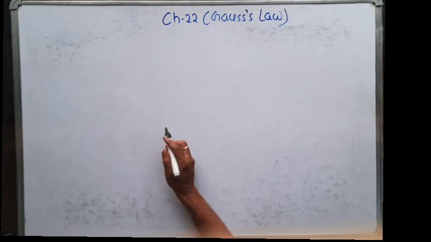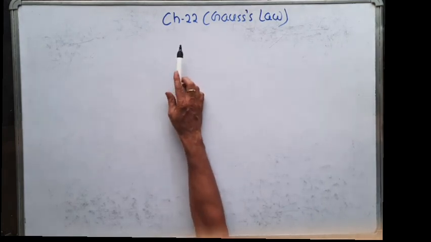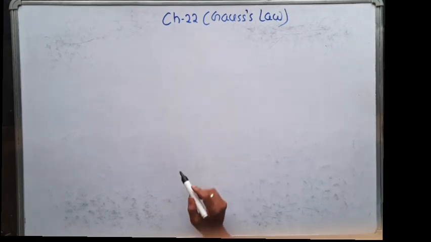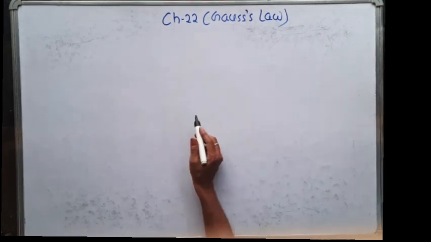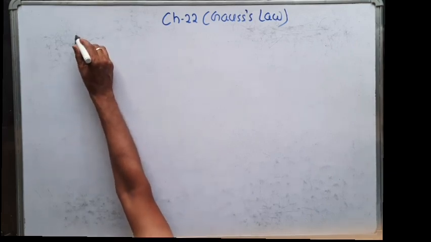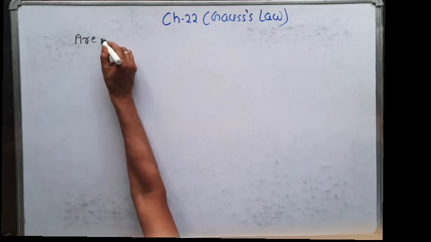So today we will start a new chapter, chapter 22 of the University Physics book. The topic of discussion is Gauss's law. Before starting Gauss's law, let us first discuss what is area vector.